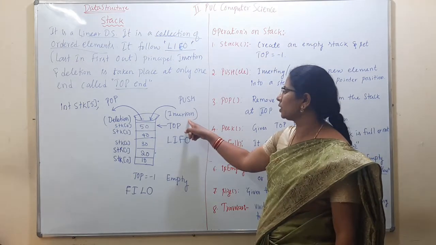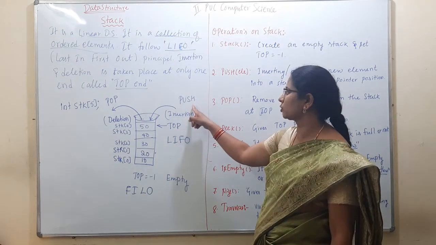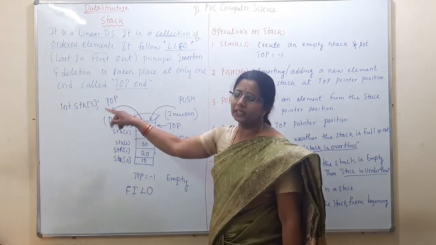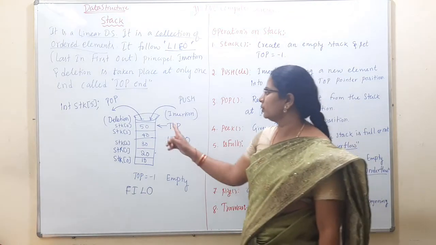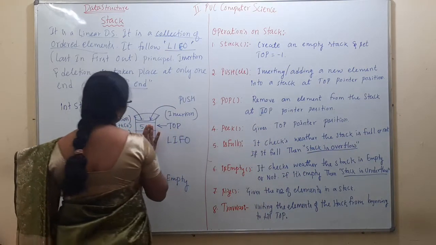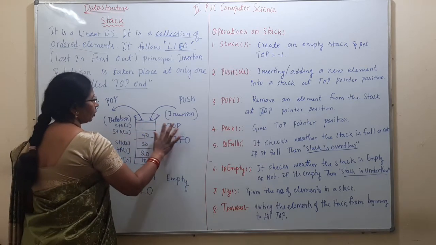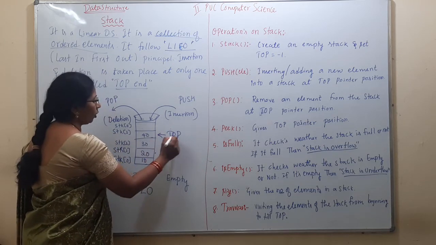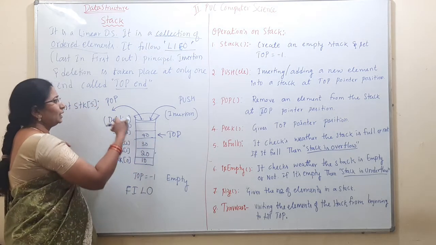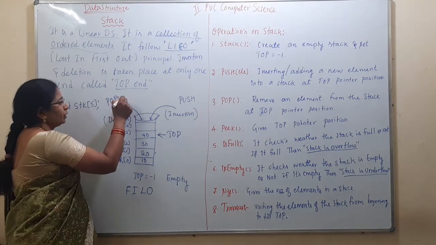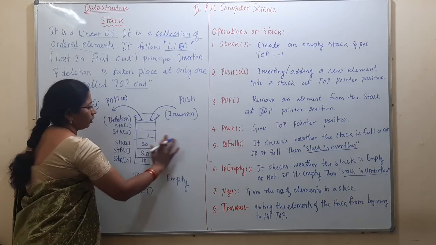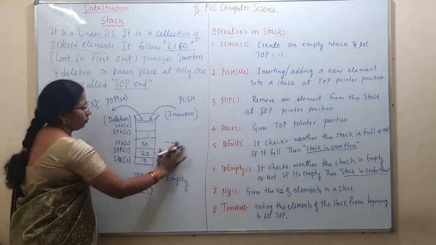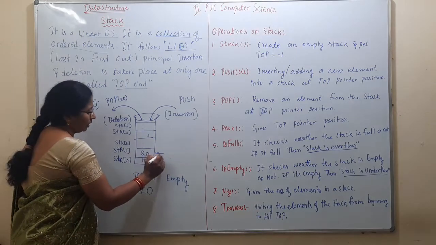Inserting an element into a stack at the top pointer position is called a push. Removing the element from the top pointer position is called the pop operation. Which element is removed first? Remove the 50 first, then the top pointer gets decremented. Remove the 40, then decrement the top pointer by 1. Then remove the 30, and the top pointer is decremented by 1.